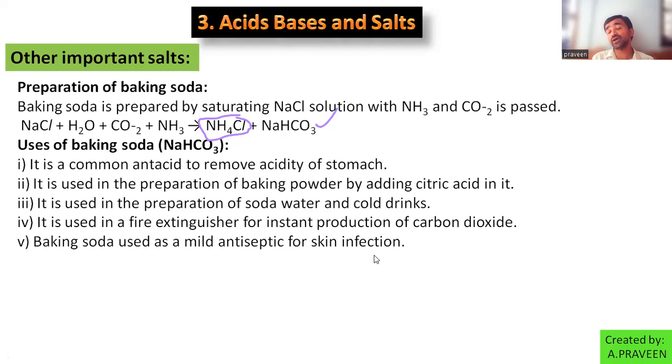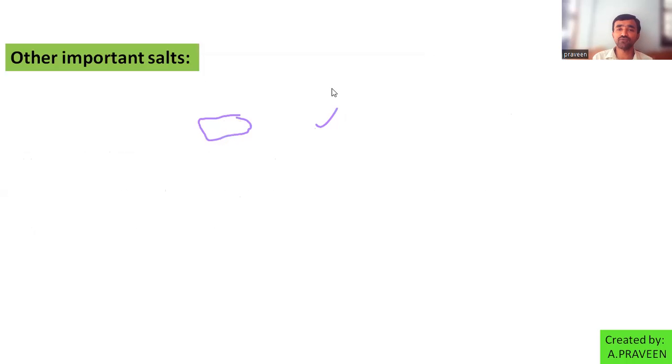Baking soda is used as a mild antiseptic for infected areas on the skin, right? You just need to prepare a paste using the soda, then apply it there. So it can be used as an antiseptic solution, right? So these are the uses of baking soda.